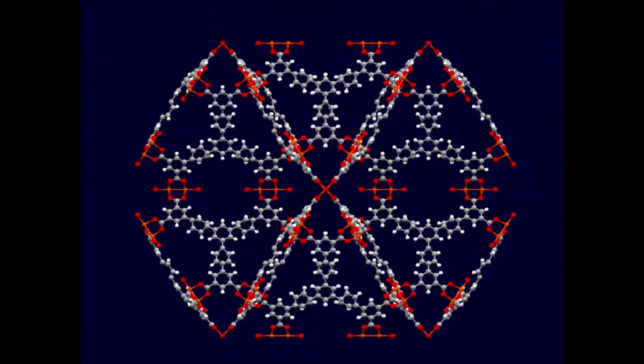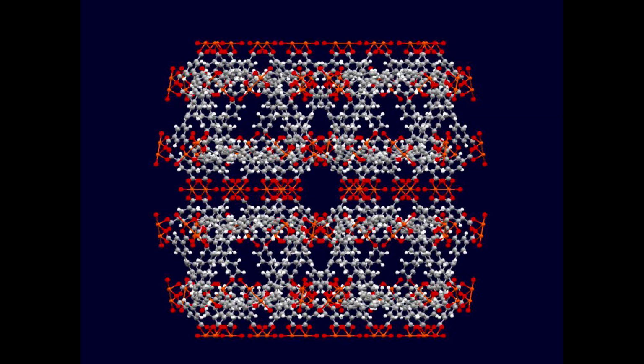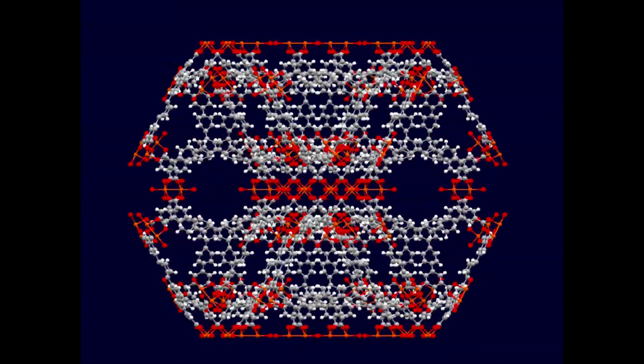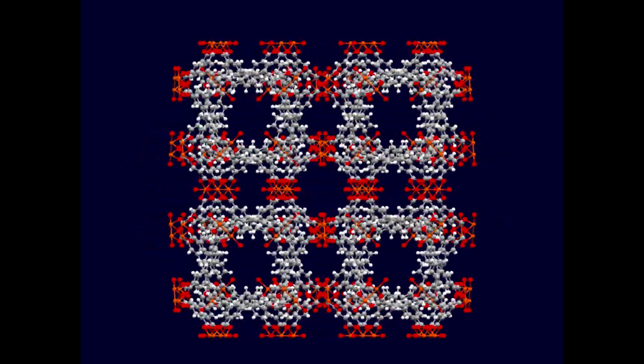Here we have the spinning crystal structure of HKUST-1. Look for the dicopper SBU and the benzene-based linker. Try to spot the water coordinated to the copper in this one.